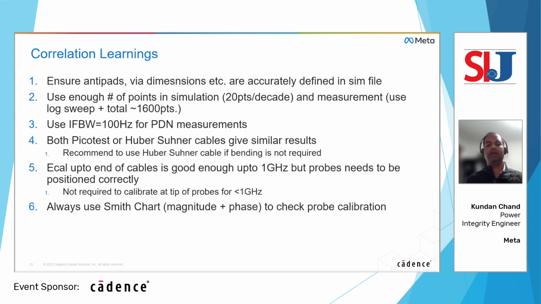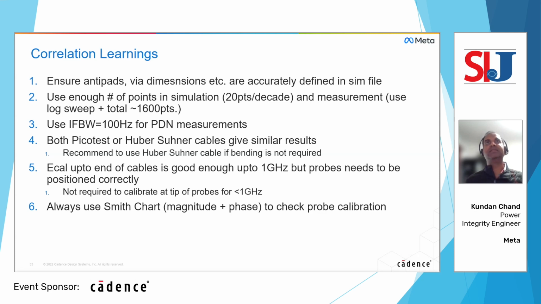Here are some of the correlation learnings which I wanted to list down. First of all, in your simulation model, just make sure that all the vias, drill diameter, plating, and antipad dimensions are accurately included in the tools which we're using. Of course, all the PCB plane thicknesses matter as well, especially from the fab vendor, or even better if you can do a cross section of the PCB.